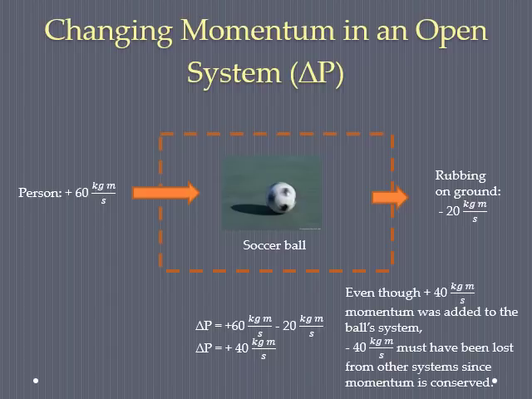One note about this: even though that 40 kilograms meters per second of momentum was added to the ball, it didn't just generate out of nowhere, right? Some other system had to lose exactly that much momentum, since momentum's conserved in the universe. So probably the person lost some momentum, the ground might have gained some momentum, but if the ball gained a certain amount, something else in the universe lost it, because it is a law of conservation that the total momentum in the universe is going to be conserved.